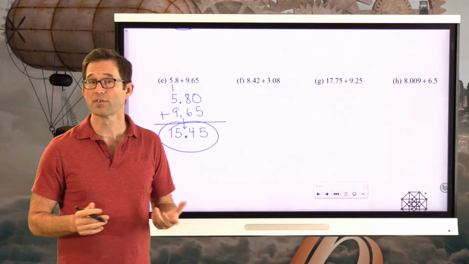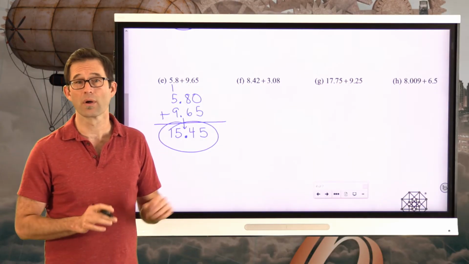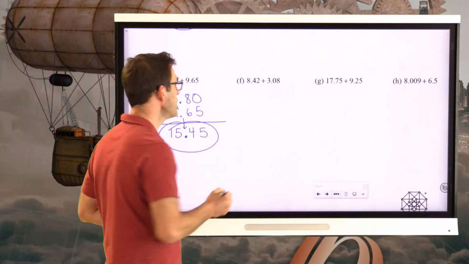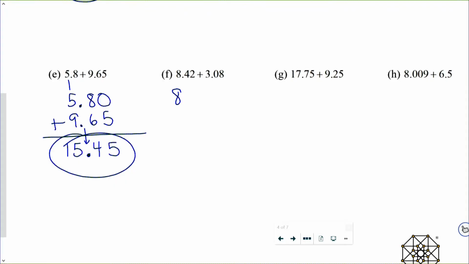Let's do letter F together as well, and then we'll have you work on the other 4 on your own. Let's do this one. In this case, the 2 numbers have the same number of decimal points, so I don't have to tack on any extra zeros. I'll just have 8.42 plus 3.08.